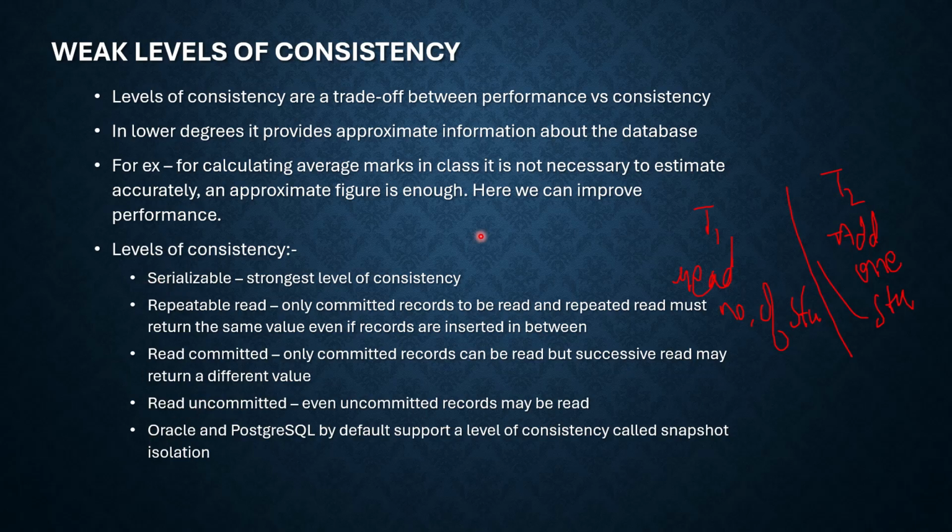So these were the levels, but in the real world, if you talk about Oracle or PostgreSQL, they also follow one weak level of consistency called snapshot isolation, which is not mentioned in the SQL standards, but they follow it to increase performance. Also, it is very easy to implement. So Oracle and PostgreSQL by default support snapshot isolation. It is also not the highest level of consistency, but it maintains consistency in most cases. It is a very rare case where it breaks the consistency.